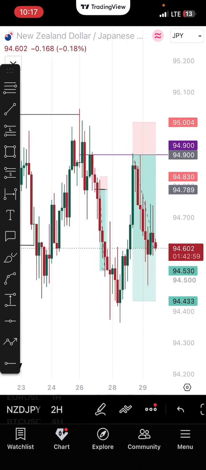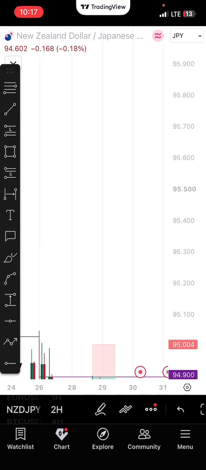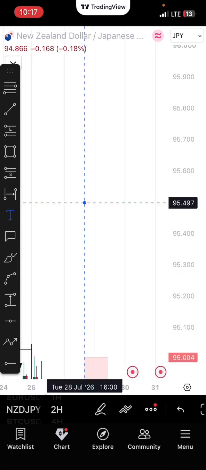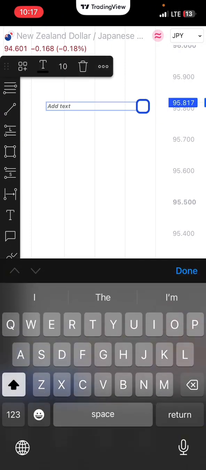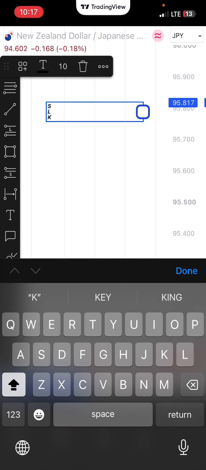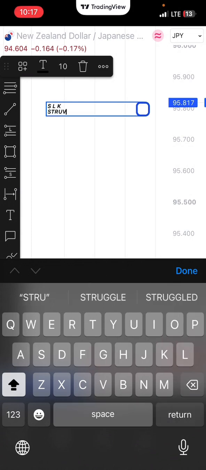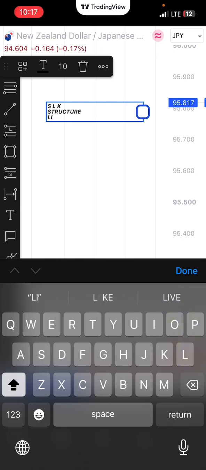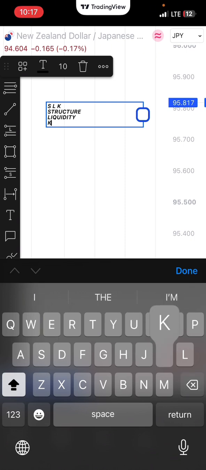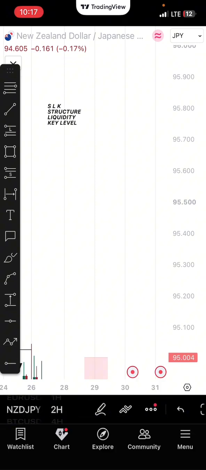So the whole of the strategy is SLK, which means what? SLK simply means structure, liquidity, and key level. Structure, liquidity, key level. So that is SLK.